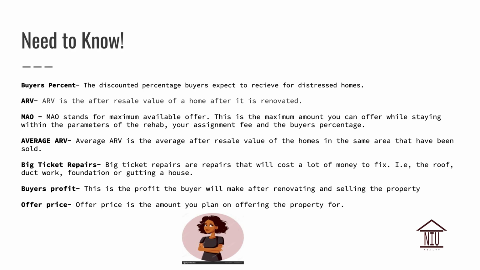Big ticket repairs are repairs that will cost a lot of money to fix. Something like the roof or ductwork, foundation, gutting the house, new floors, or updating the kitchens and bathrooms. These are big ticket repairs. The buyer's profit is the profit that the buyer will make after renovating and selling the property. And the offer price is the offer amount that you plan on offering for the property.